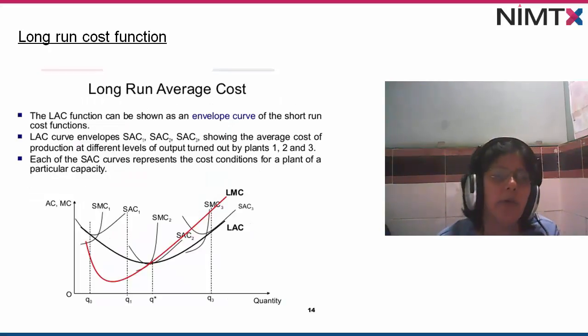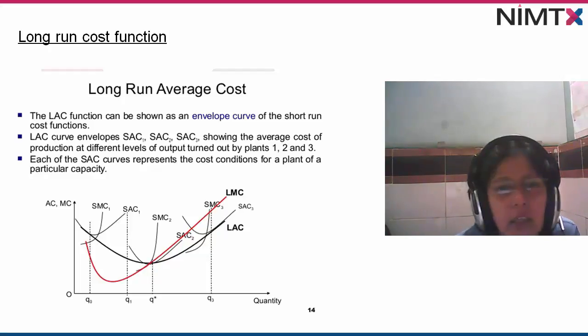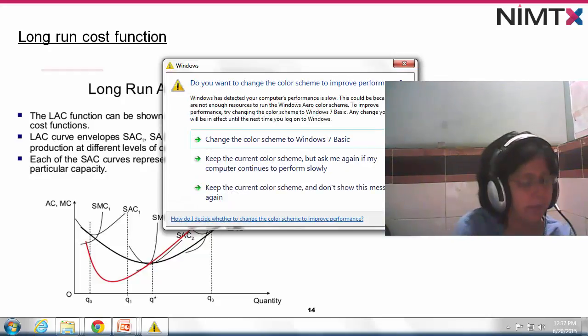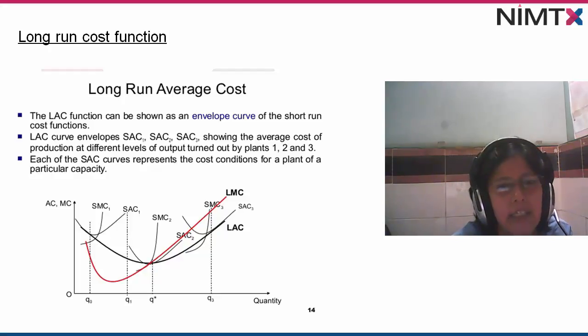Now we are studying the long run cost function. We call the long run function the envelope curve of the short run cost functions. Why do we call it an envelope curve? Because it reflects the cost curve of the product. For example, see, we have three envelopes over here, SAC1, SAC2 and SAC3. What exactly are they showing? They are showing the average cost of production at different levels.